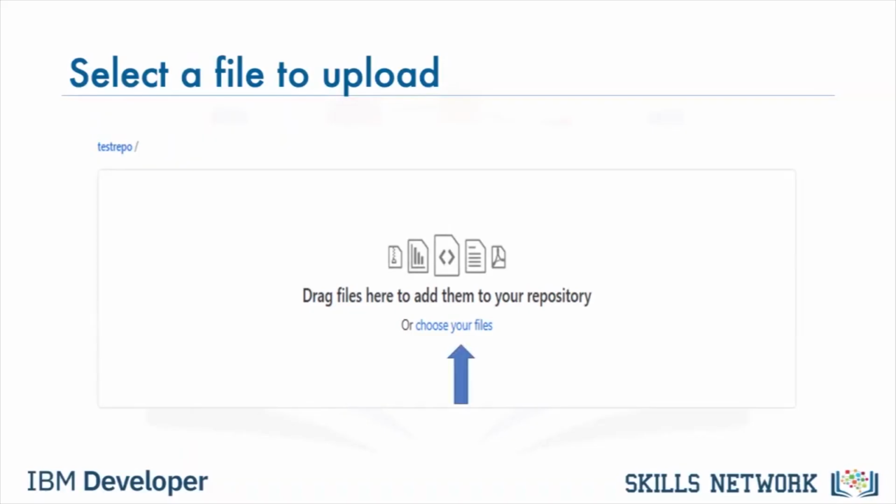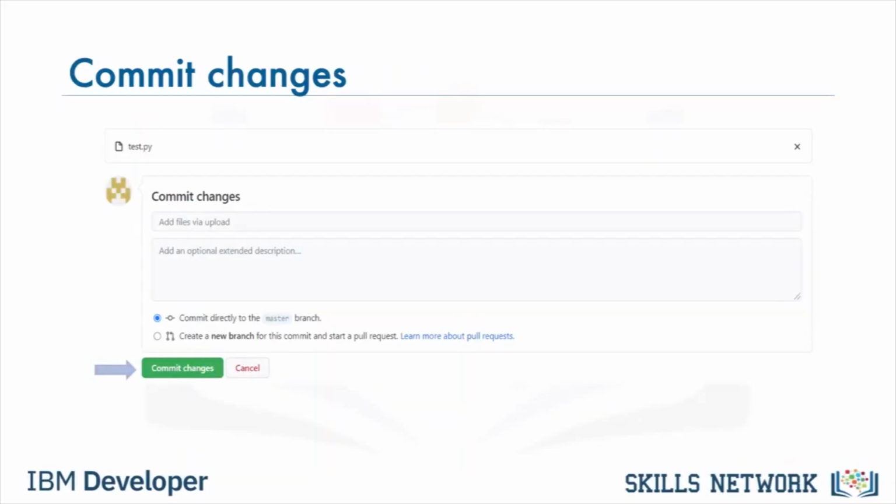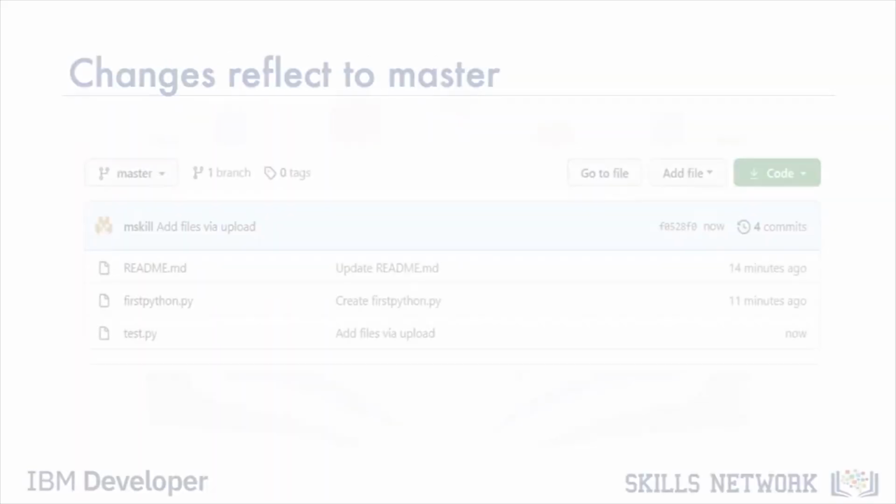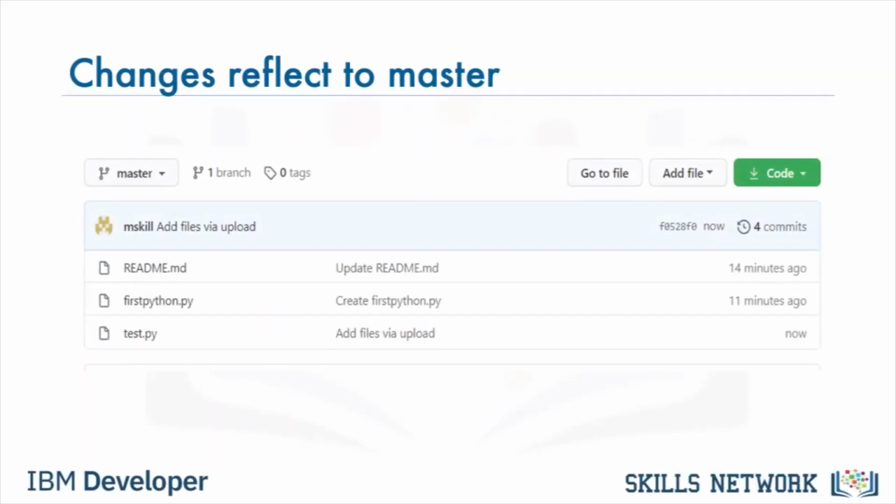Click Choose Your Files and select the files you want to upload from your local system. The file upload process may take a short time, depending on what you are uploading. Once the file finishes uploading, click Commit Changes. The repository now reflects the files that were uploaded.